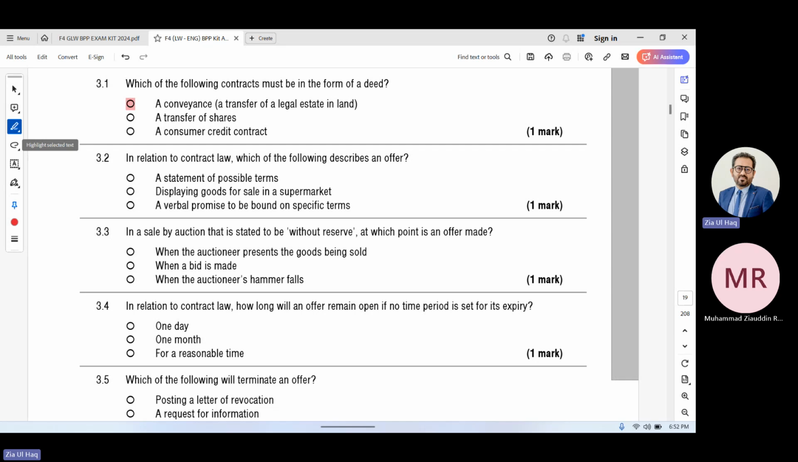In relation to contract law, which of the following describes an offer? A statement of possible terms, that is not an offer. Displaying goods for sale in a supermarket is an invitation to treat rather than an offer. A verbal promise to be bound on specific terms could be an offer, whether written or spoken.